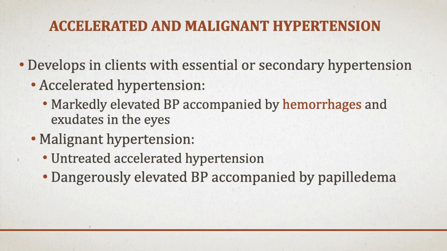Untreated hypertension is the most common cause of malignant hypertension, and this is an emergency. I'm talking about blood pressures where the systolic is over 200 and the diastolic is well over 100. So you'll see a client with a blood pressure of 210 over 130. So this is a dangerously high blood pressure. It is a critical situation.